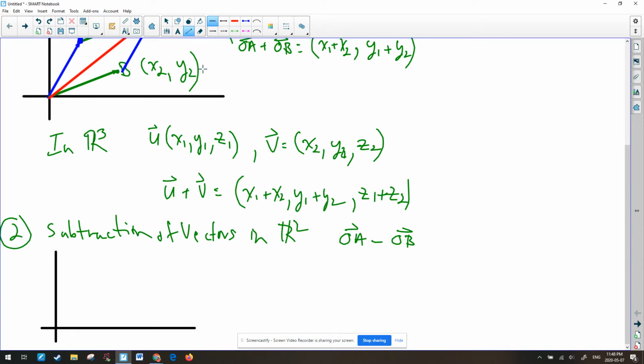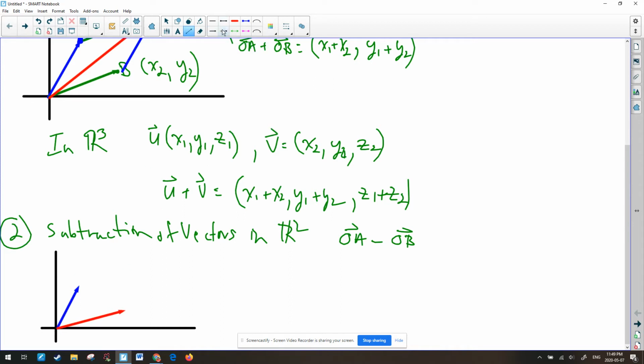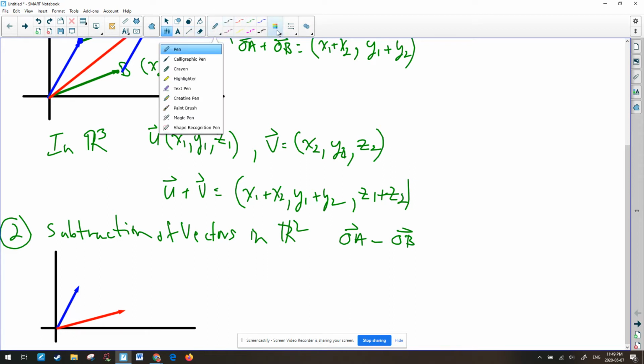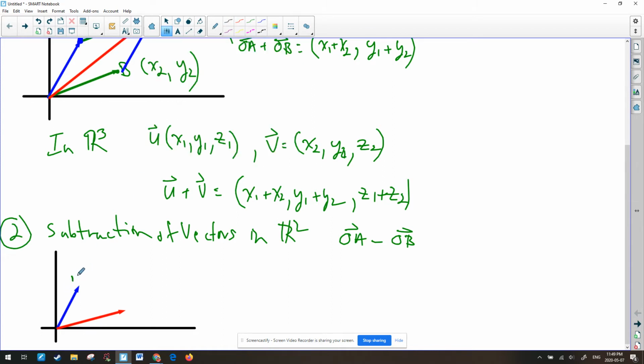There we go. And then, all right, so imagine that we had, here's my OA again. And then this one over here, do this as my OB. There it is. So I'm just going to go ahead and I'm going to label those. So I'm going to call this A, and it's still going to be x1, y1. And this is going to be B, and it's x2, y2.